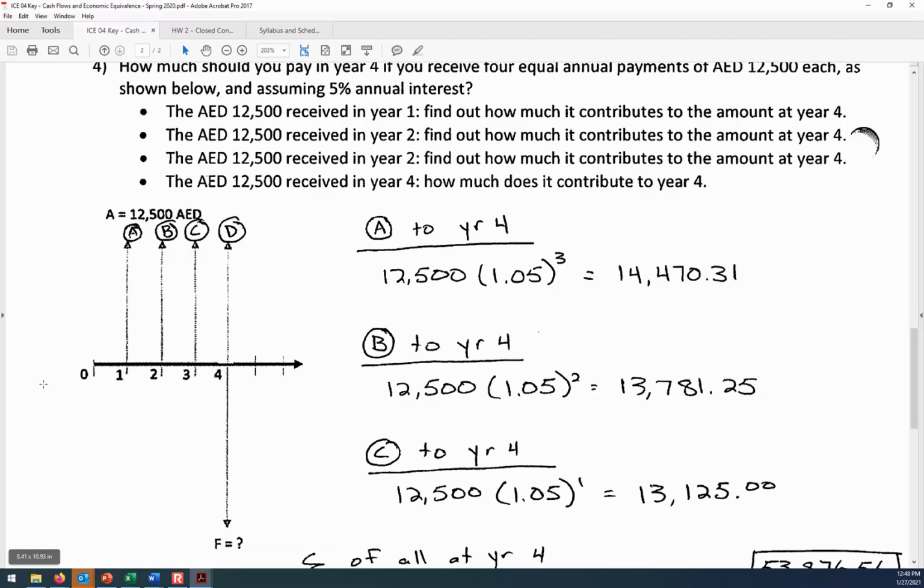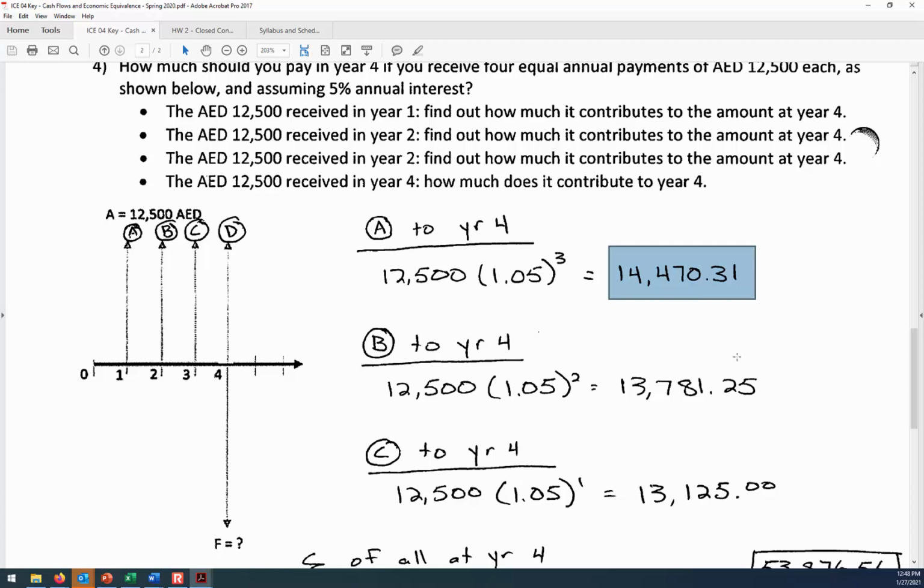What I did was I gave each one of these arrows a label. And so I'm saying, for example, to get this arrow A to year 4, it's going to have to be moved 3 years. And so it moves 1, 2, 3. To get it from 1 to 4, there are 3 years that it compounds forward in time. So if it's compounding, that means the amount is getting larger.